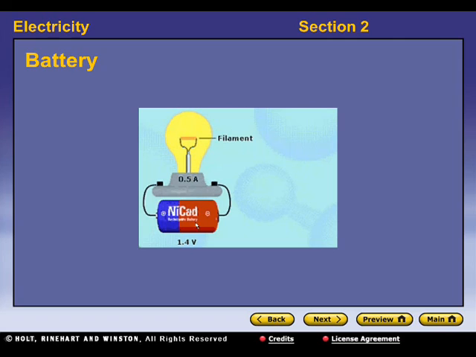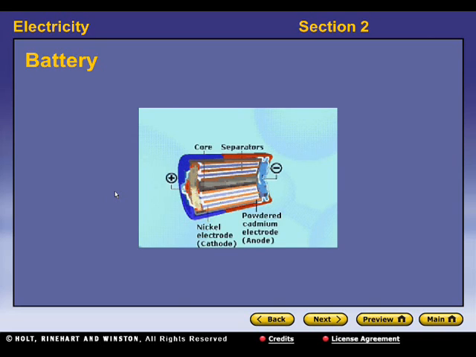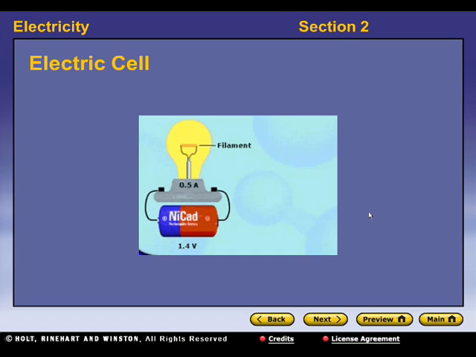In this particular case, you have a filament with a NiCad battery here. You have the positive. Batteries contain one or more electrochemical cells. They use the energy from a chemical reaction to generate electrical energy. Batteries consist of at least one anode and at least one cathode. Alright, so an electric cell here.